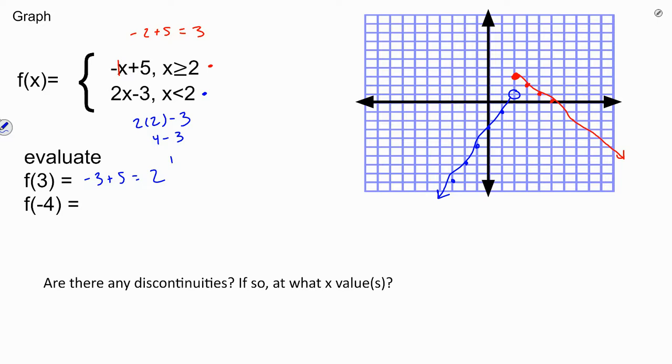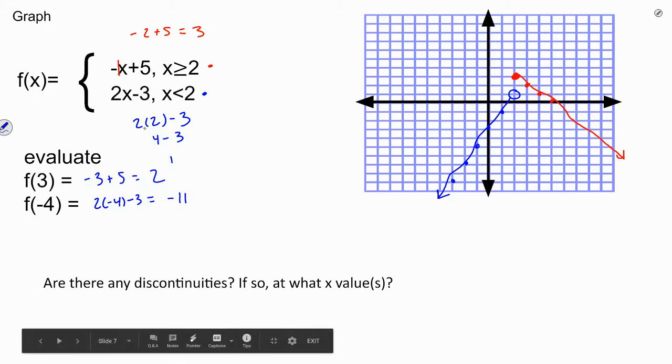Which is the point (3, 2). I already knew that from my graph. Next, I'm going to do the same thing for -4. So when I look at -4, it is not bigger than 2, but it is less than 2. So I'm going to plug it into this rule. So it'll be 2 times -4 minus 3. That gives you a value of -11. So that's how we do a basic graph: we use these as kind of our borders, and then we follow other graphing rules to work it out.